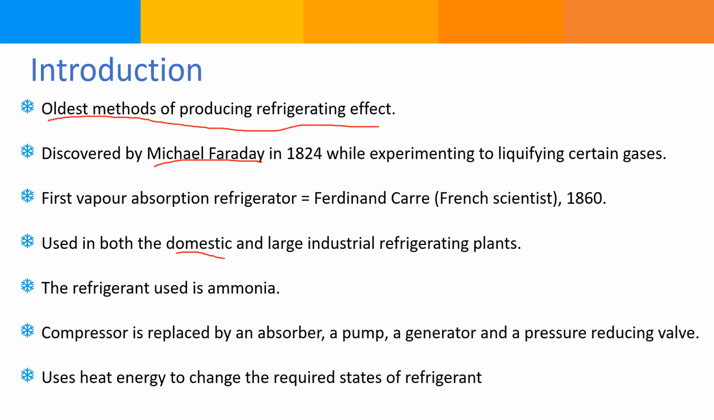Also, the compressor part of the standard vapor compression cycle is replaced by an absorber, pump, generator, and pressure reducing valve. It uses heat energy to change the required state of the refrigerant instead of compressing it.